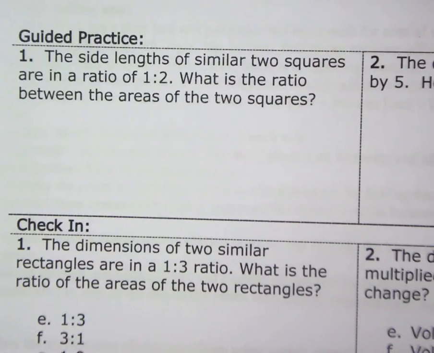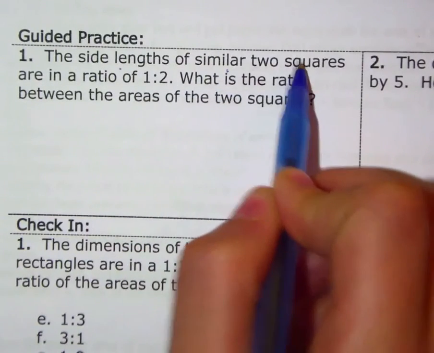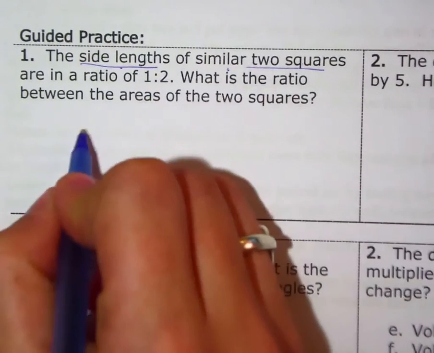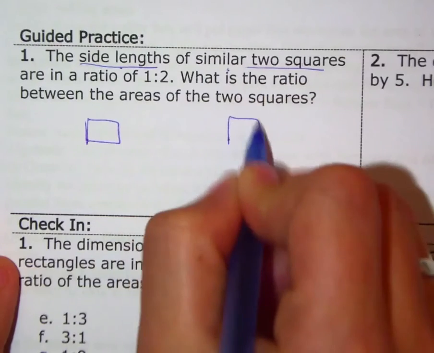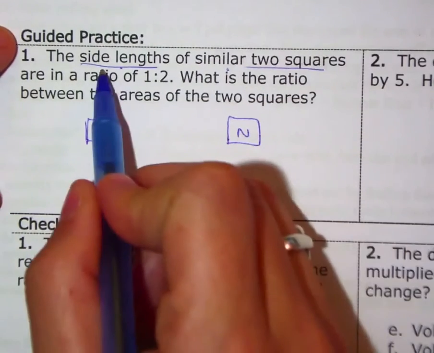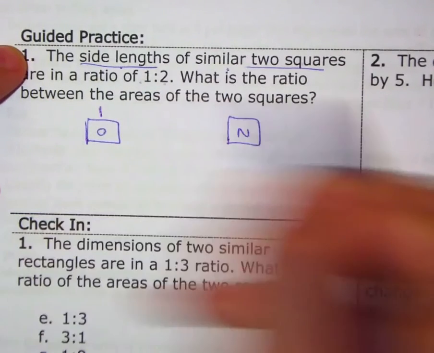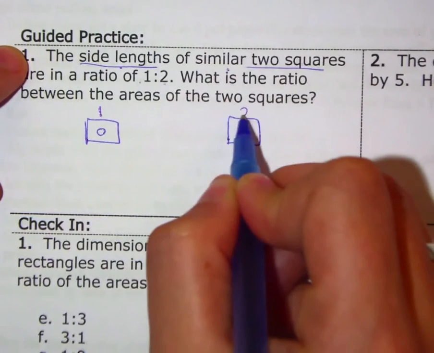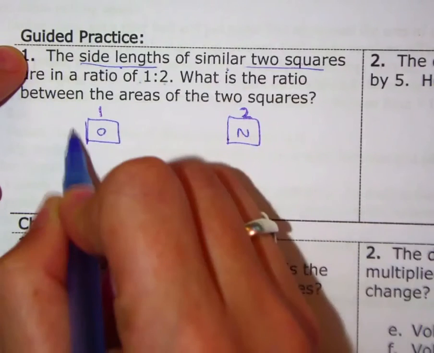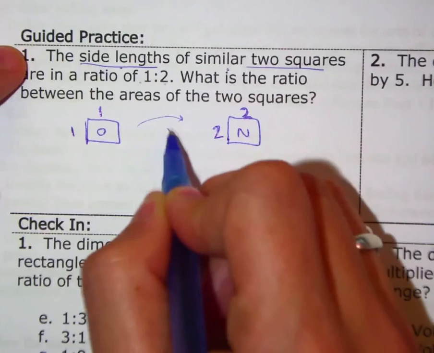Okay? So, number 1. The side length of 2 similar squares are in a ratio of 1 to 2. So we're talking about side lengths of 2 squares. So let's draw 2 squares, an old and a new. So their side lengths are in a ratio of 1 to 2. So what that means is for every 1 unit on this one's going to have 2 units. That's a ratio of 1 to 2. So 1 to 2. The scale factor here is 2.